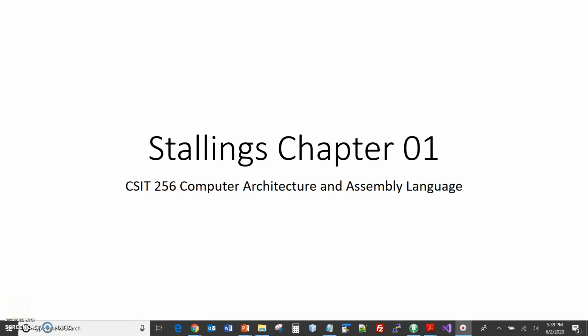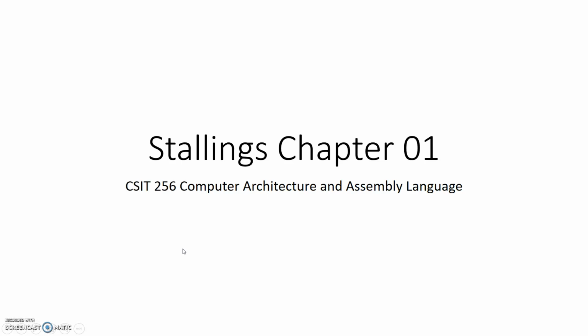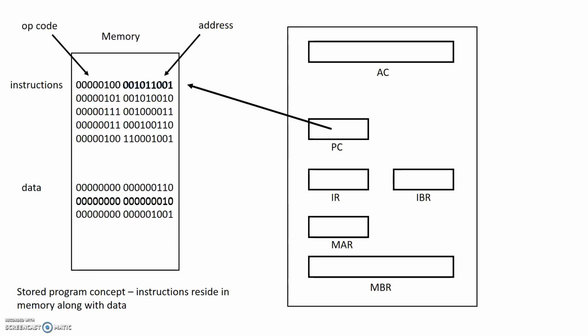This is meant to be one of the addendums for Chapter 1 out of Stallings. And what this is intended to go over is the IAS computer that is covered in Chapter 1. This is the one that was designed by John von Neumann.